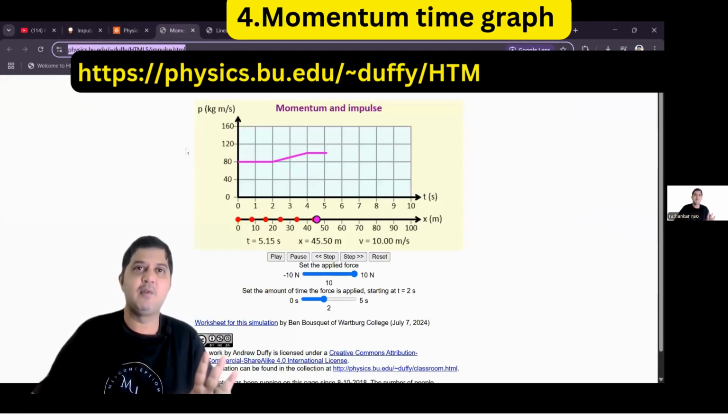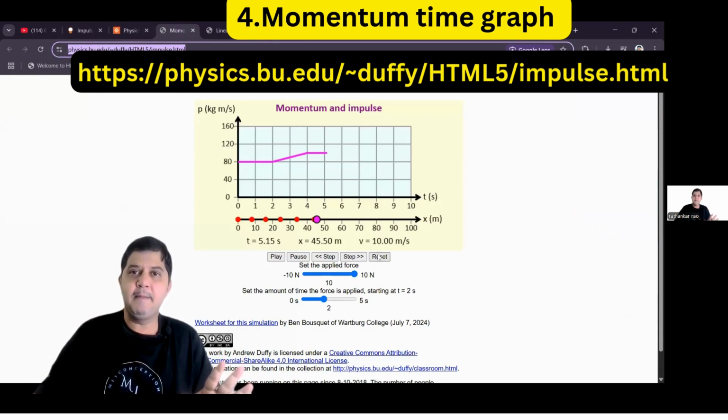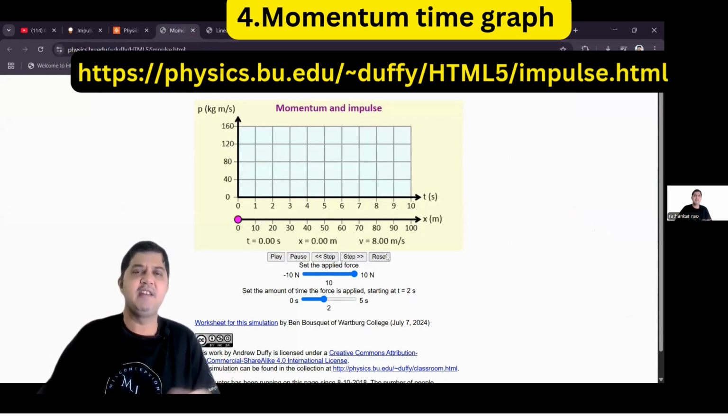This is really a wonderful one. I like this very much. Many students, when I give this particular thing, make a mistake. So this is a graph of momentum versus time, and there are buttons over here like play, pause, and so on. What we see here is that at time t equal to 0, the initial velocity is 8 meter per second. Now let me play this.